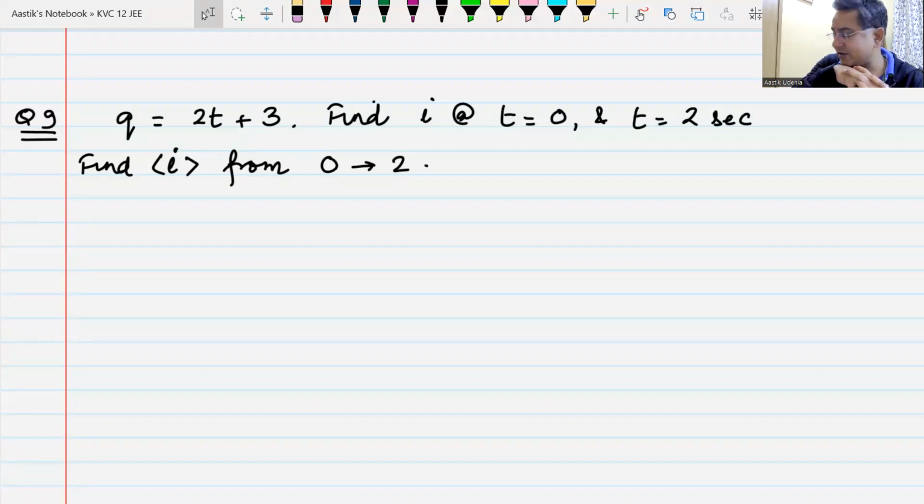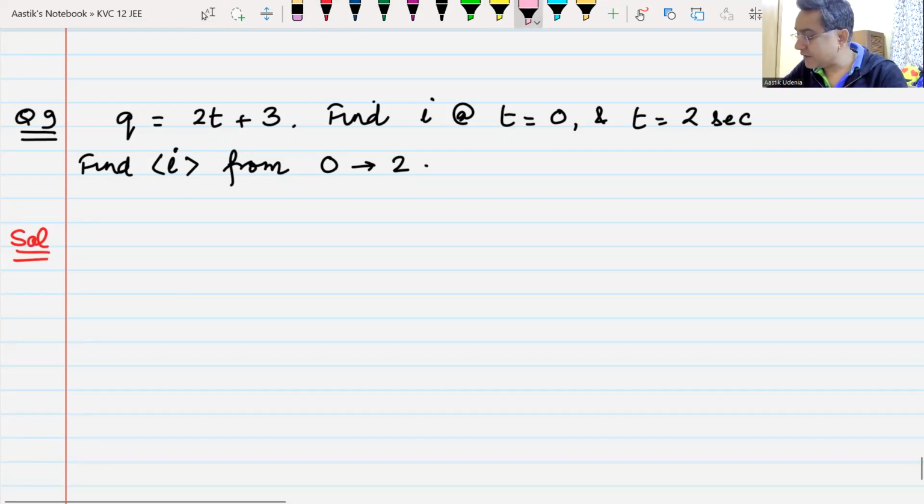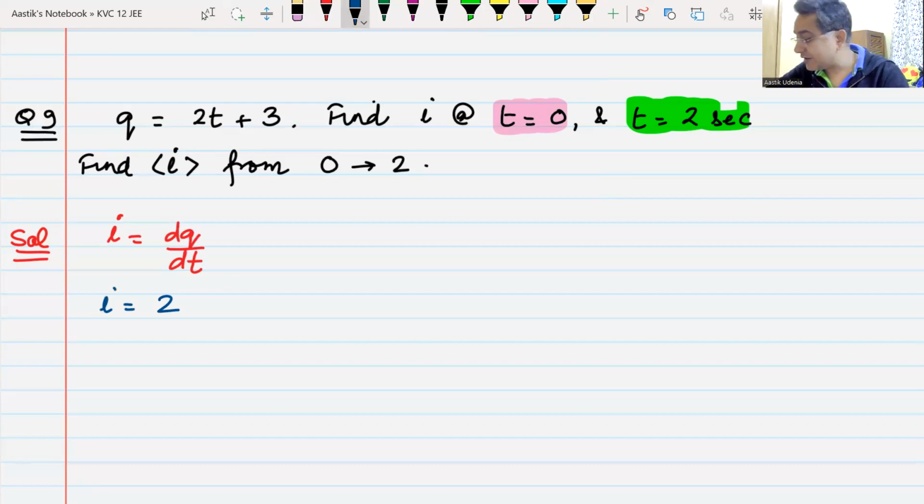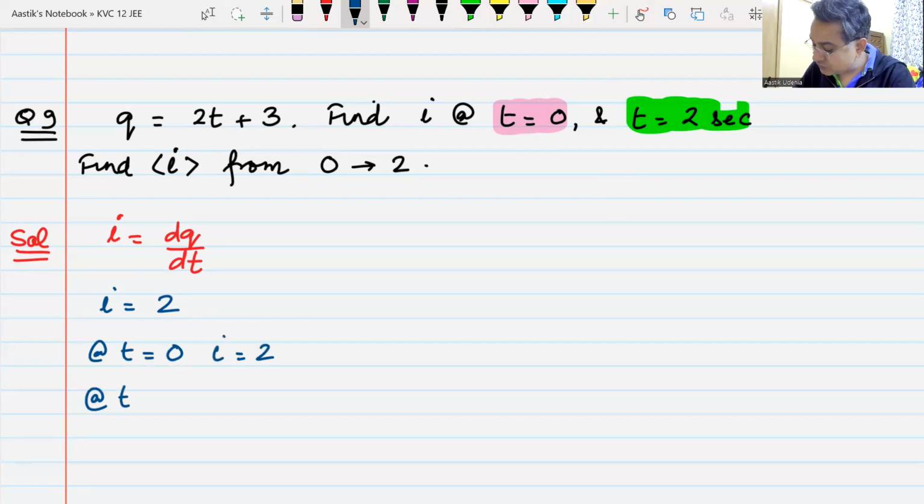I think all of you have tried. Let me now jump in and try to solve this. How are you supposed to solve this? When I ask you the value of current at 2 seconds or at 0 seconds, what I am basically asking you is the instantaneous value of current at 0 seconds and at 2 seconds. How will I find that instantaneous value? I will differentiate charge with respect to time, and I simply get current as 2. Time does not come. So at t is equal to 0 seconds also current is 2, and at t is equal to 2 seconds also current is 2 amperes. Do we understand this?